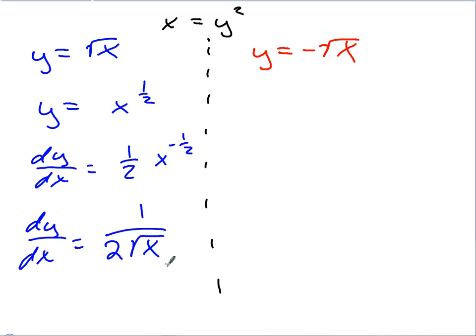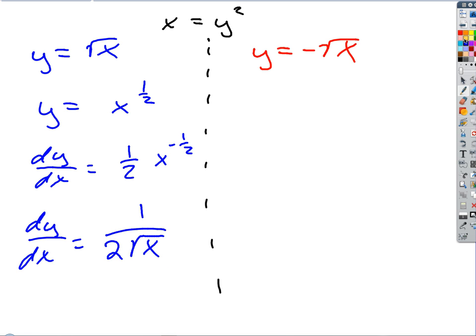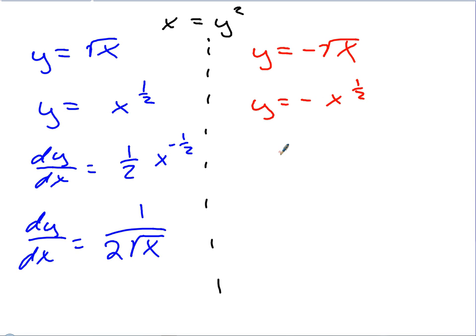Okay, look good? Okay, other side, very similar. Only difference being I've got that minus sign there, but otherwise it looks the same, doesn't it? So, y equals negative x to the 1/2. If I differentiate, when all the dust settles, aren't I just going to get y prime equals negative 1/2 times the square root of x? Get that minus sign out front.